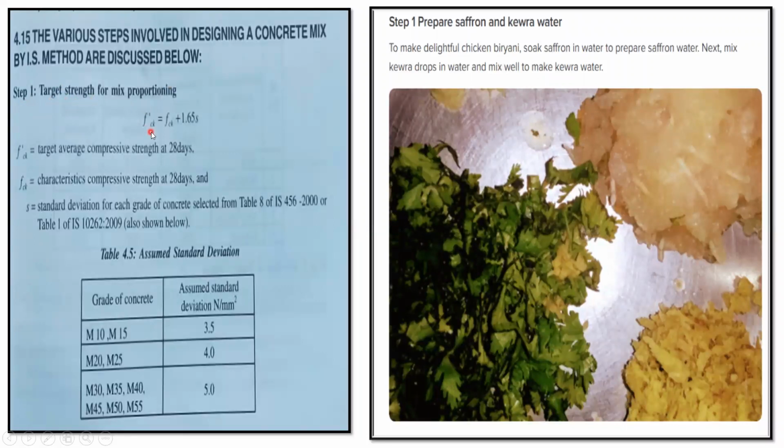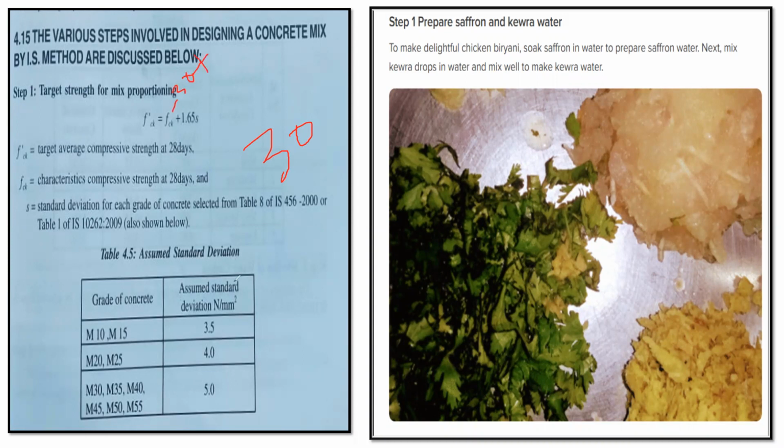That is f'ck = fck + 1.65 S. That means if I want to prepare M35, let us say if I want to prepare M30 grade of concrete, so this is my target strength. I need to get 30 Newton per mm square as a strength in my concrete. Then what I need to do in the fck, I need to put 30 here plus 1.65 into S. S is the standard deviation.